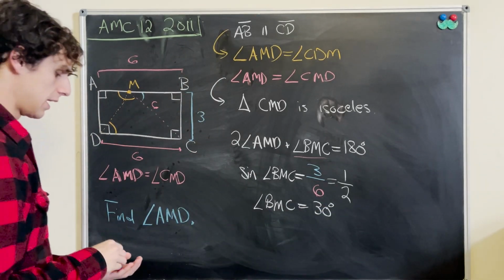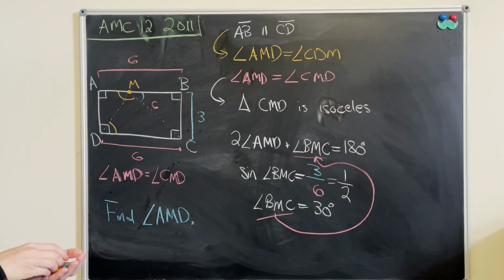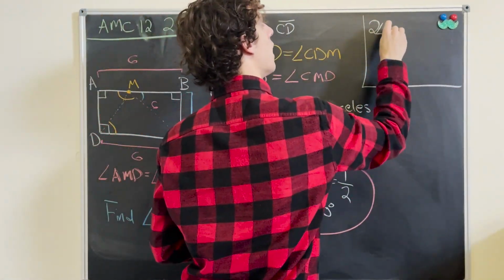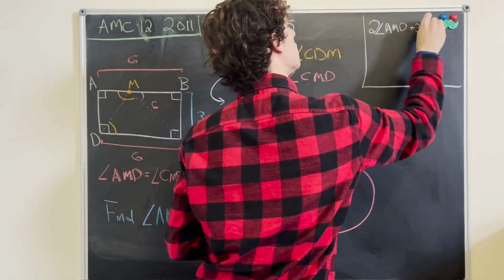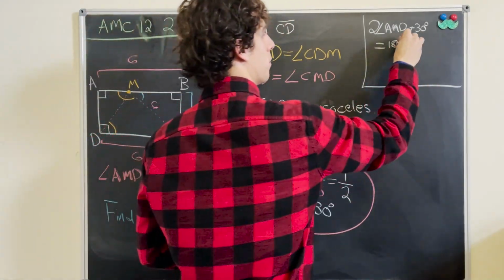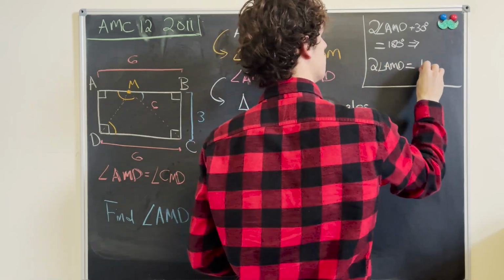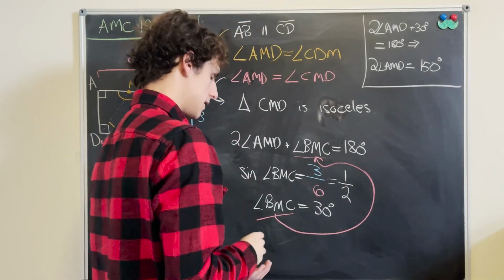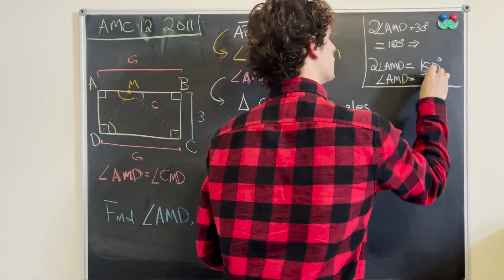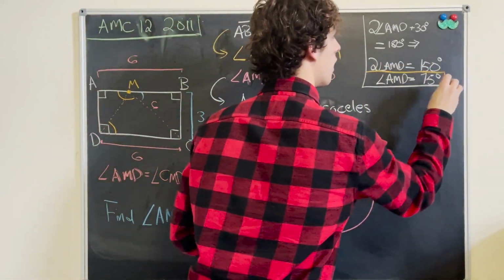But now with that information, we can bring this up into this equation up here and then solve for AMD. So let's go ahead and do that in the top right here. So we have 2 angle AMD plus 30 degrees is equal to 180. But then we want to subtract 30 degrees from both sides, and we get 2 angle AMD is equal to 150 degrees, which means that angle AMD is equal to 75 degrees. And that's our final answer, and I think that's enough for now.